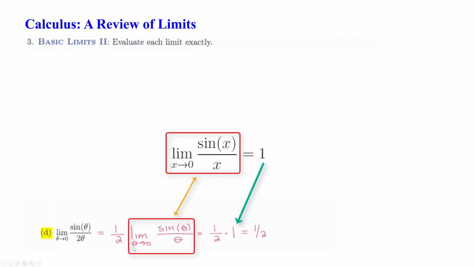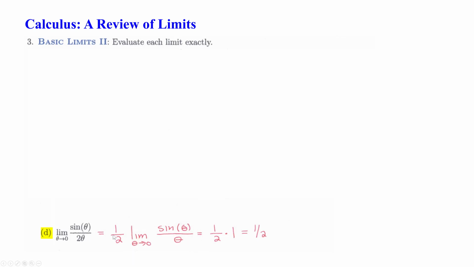Therefore, the theta is a dummy variable. It doesn't matter what it is, provided these three things here, here, and here are all theta. This limit will be 1. And so now 1/2 times 1 is 1/2. And that's really how you would show the work.